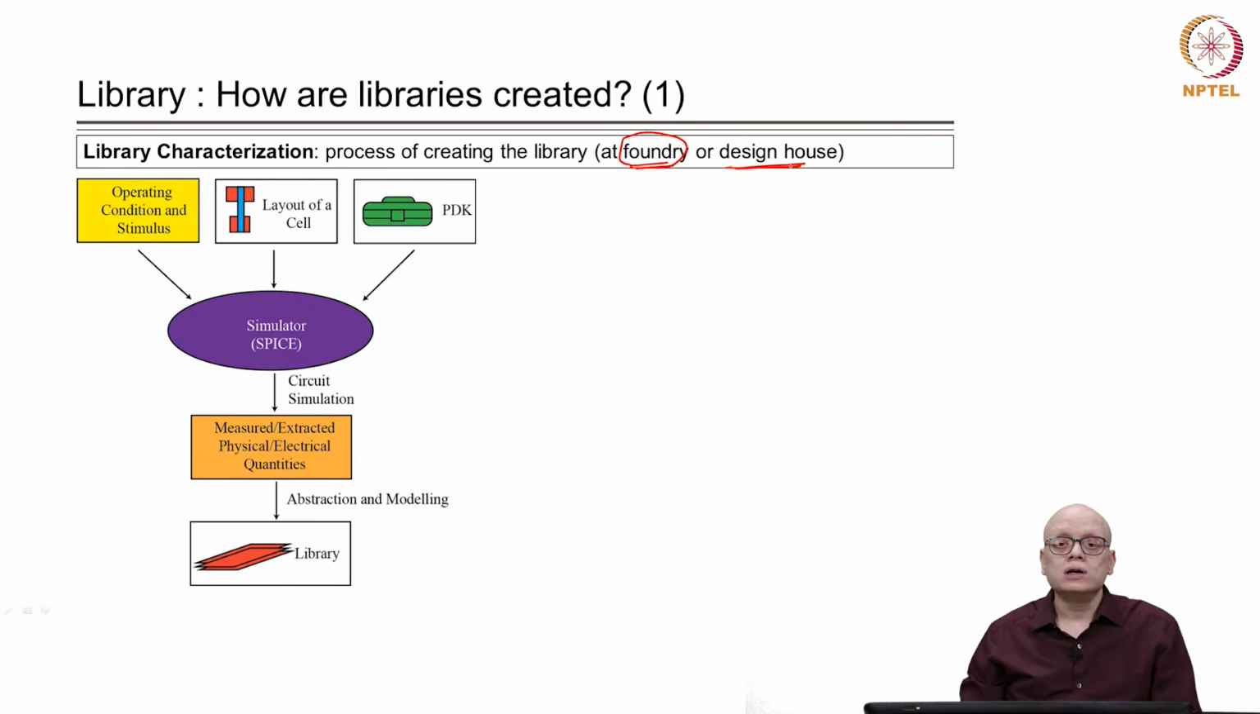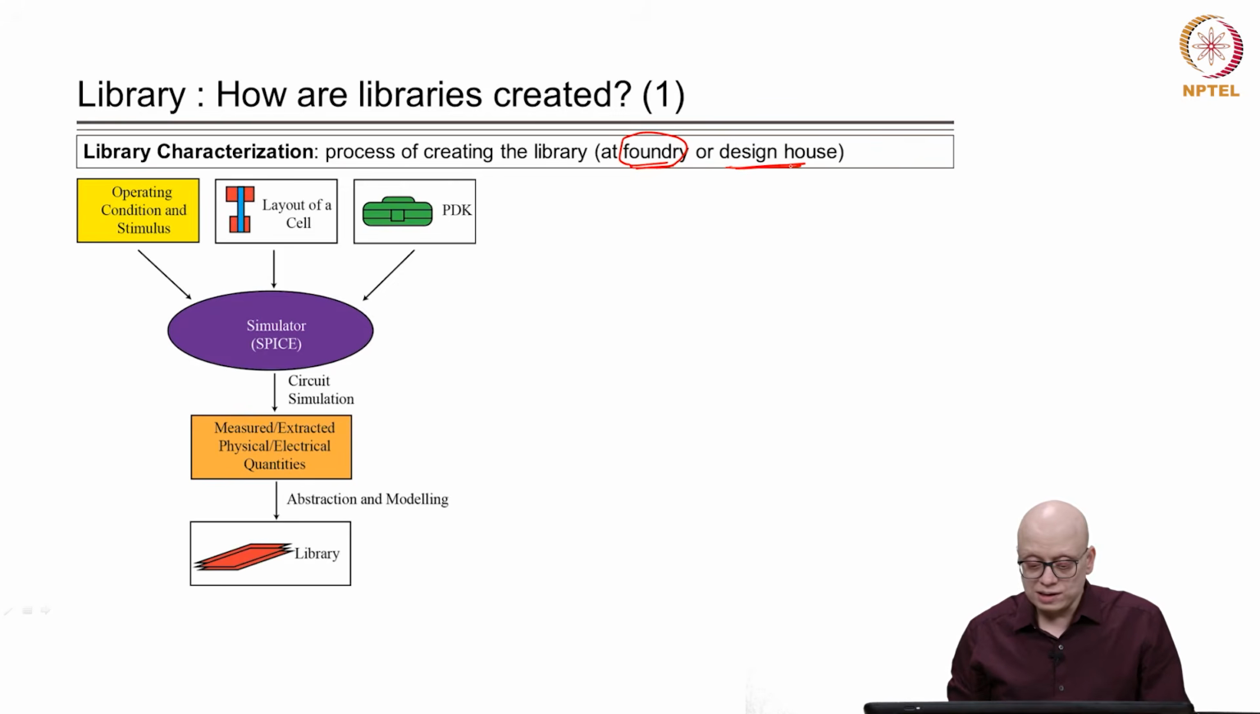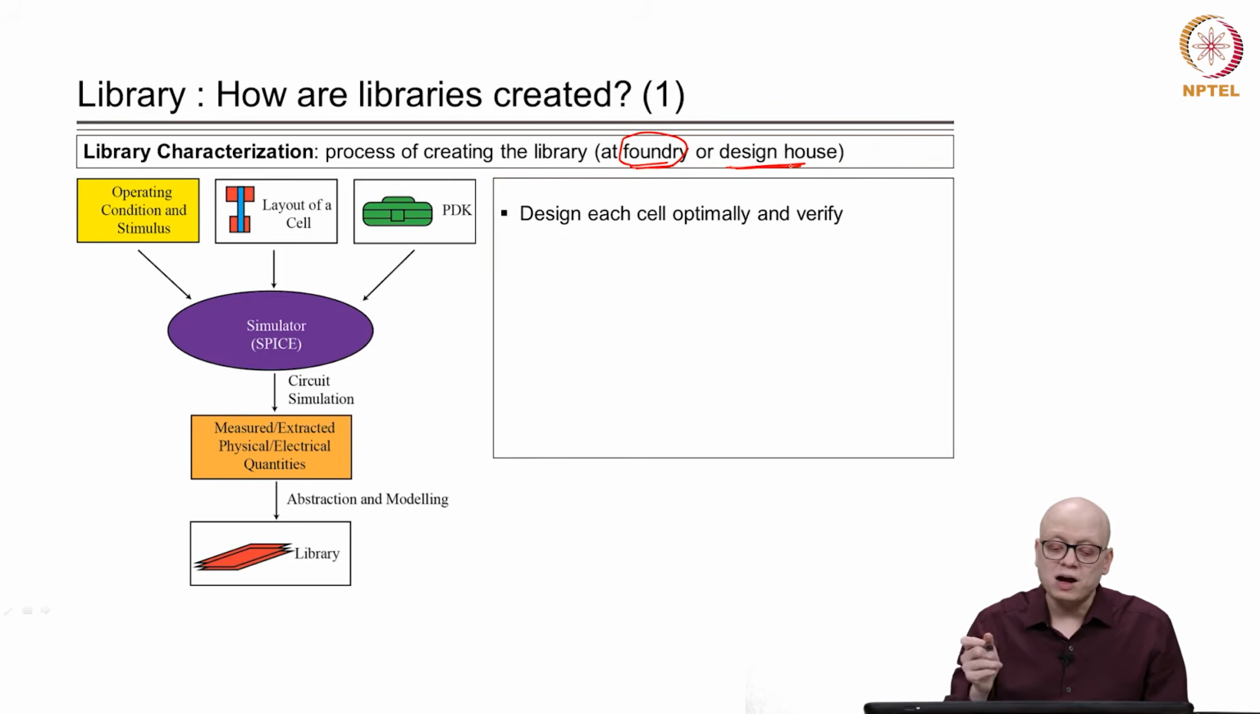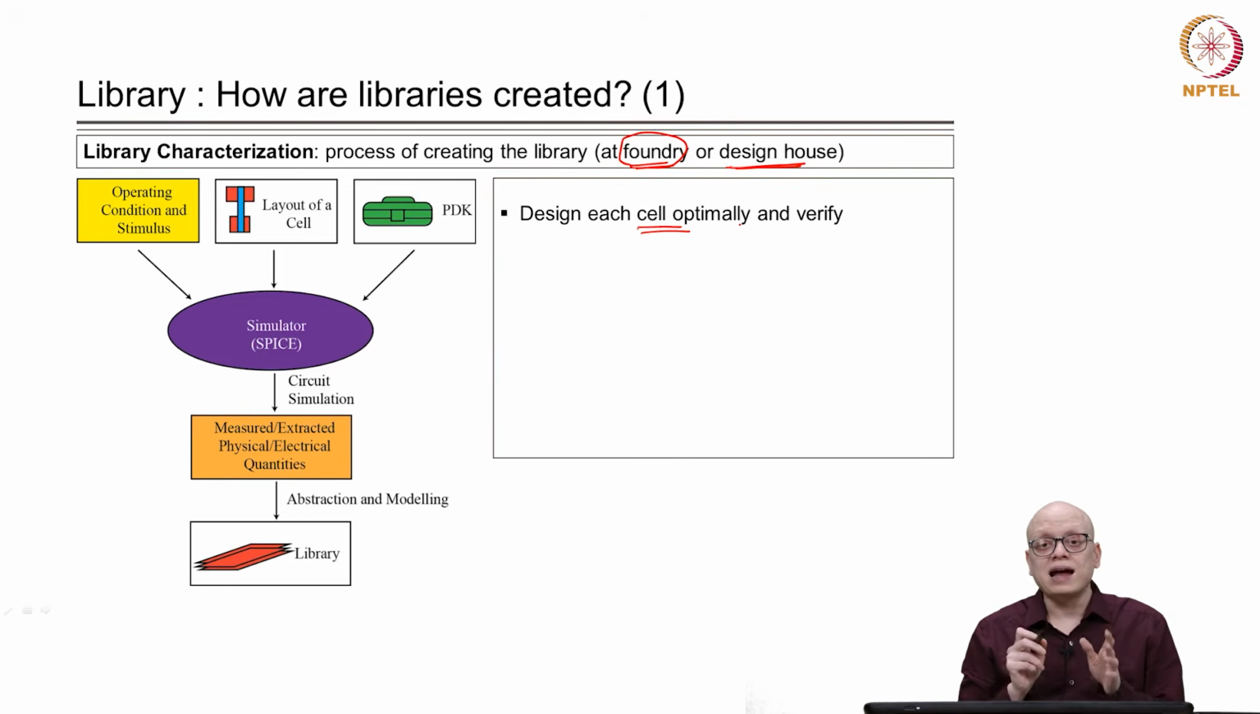Now, let us look into the various tasks that are done during creation of a library. In the library creation, what is done? The first part is we need to design each cell optimally and verify that the functionality of the cell is correct. For example, an AND gate is working as an AND gate. And we have to design the cell optimally, meaning that the area should be low, the timing should be as good as possible, a good trade off should be there between the timing and the area, and the power numbers should also be acceptable. Those kinds of things are considered during designing the cell.